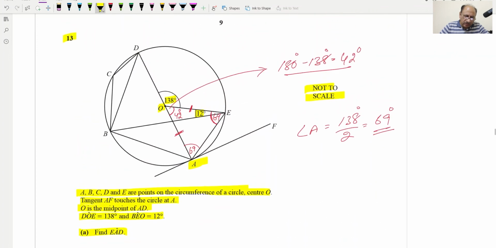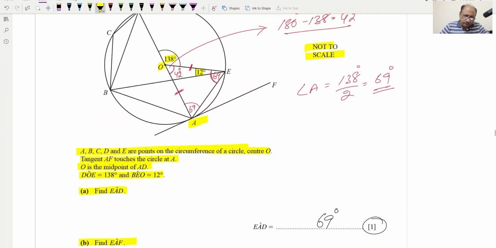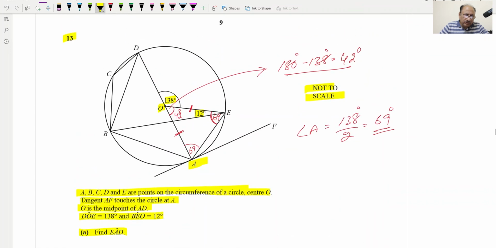EAF. So which angle do we need to understand? EAF will be this angle. We can find this angle also, because this line is basically the tangent, and the tangent and the radius make an angle of 90 degrees. This one is the radius. So out of 90 degrees, 69 is this one.